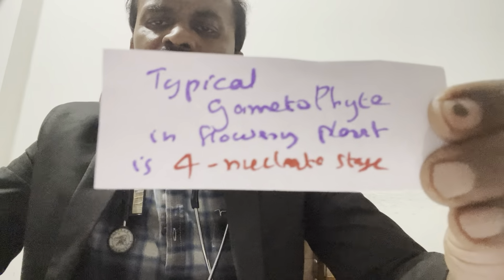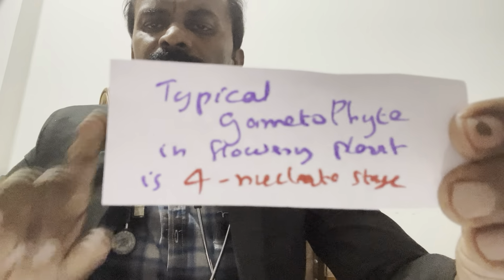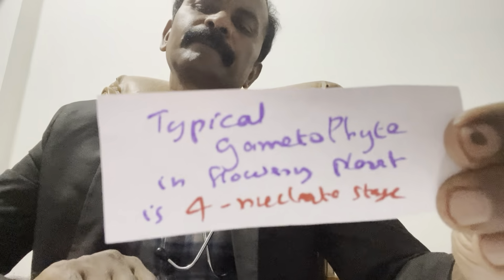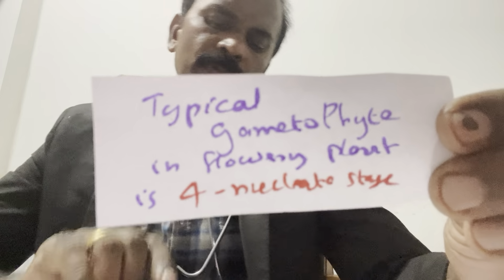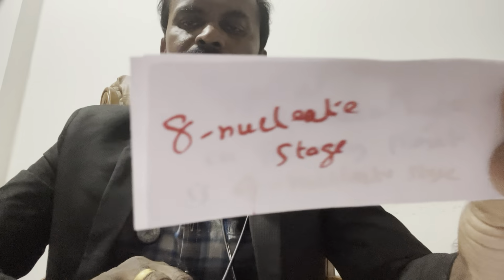Typical gametophyte of flowering plant is 4 nucleus stage. Typical, I am talking about the typical gametophyte, PHYTE. The answer is 8 nucleate.